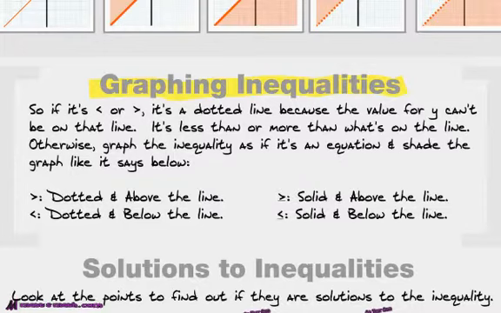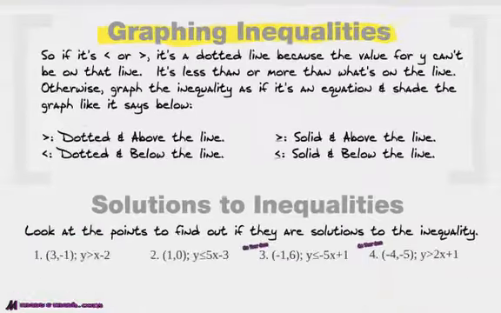This is just the basics of it, okay? When it's greater than, it's a dotted, dashed line, and you shade above it. When it's less than, it's a dotted line, and you shade below the line. And when it's greater than or equal to, it's a solid line, and you shade above, and when it's less than or equal to, it's solid, and you shade below. Does that make sense? Pretty basic. Make sure you write that down though, because that's something that you'll need to know, okay?